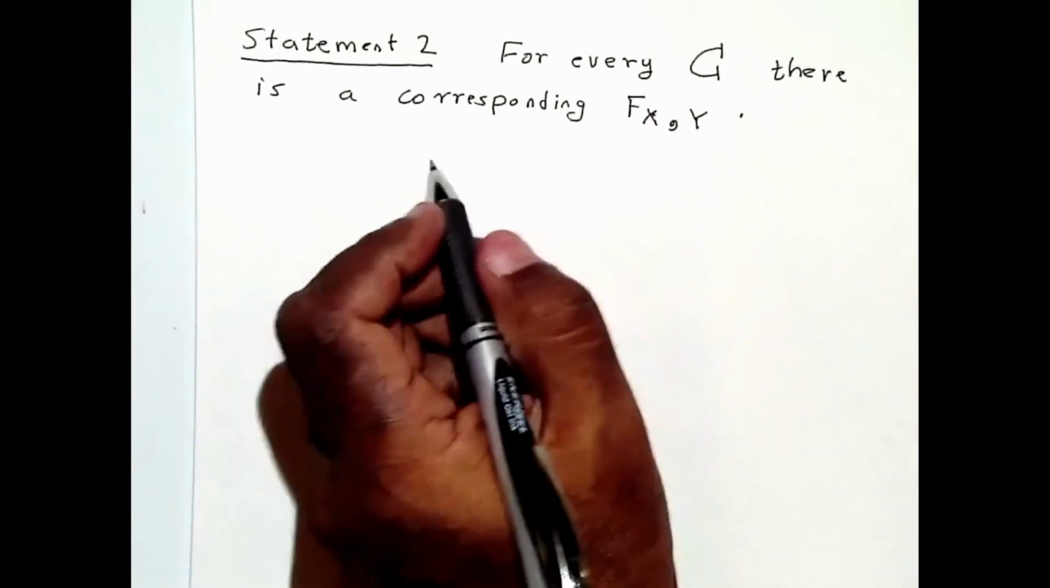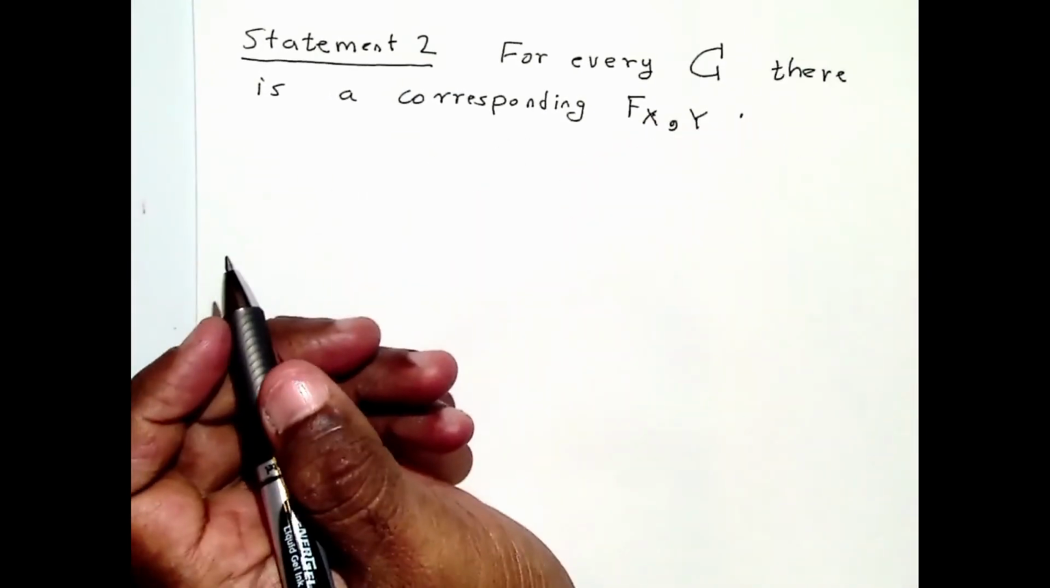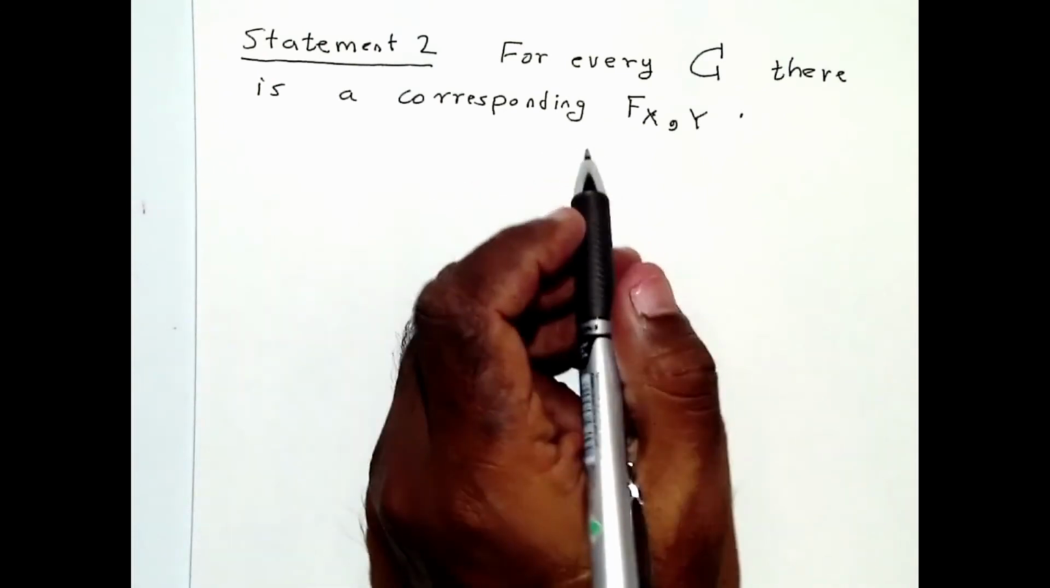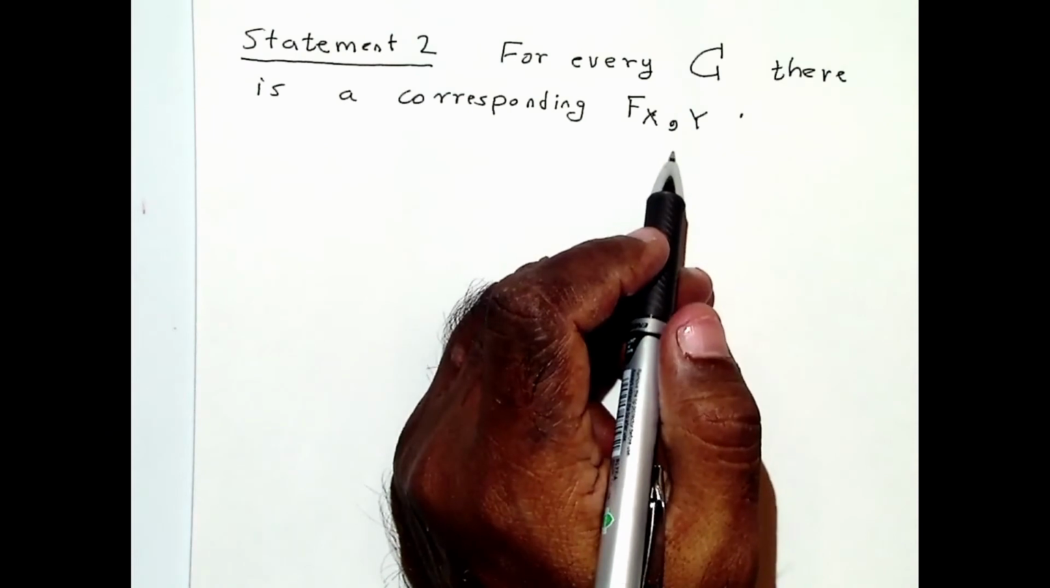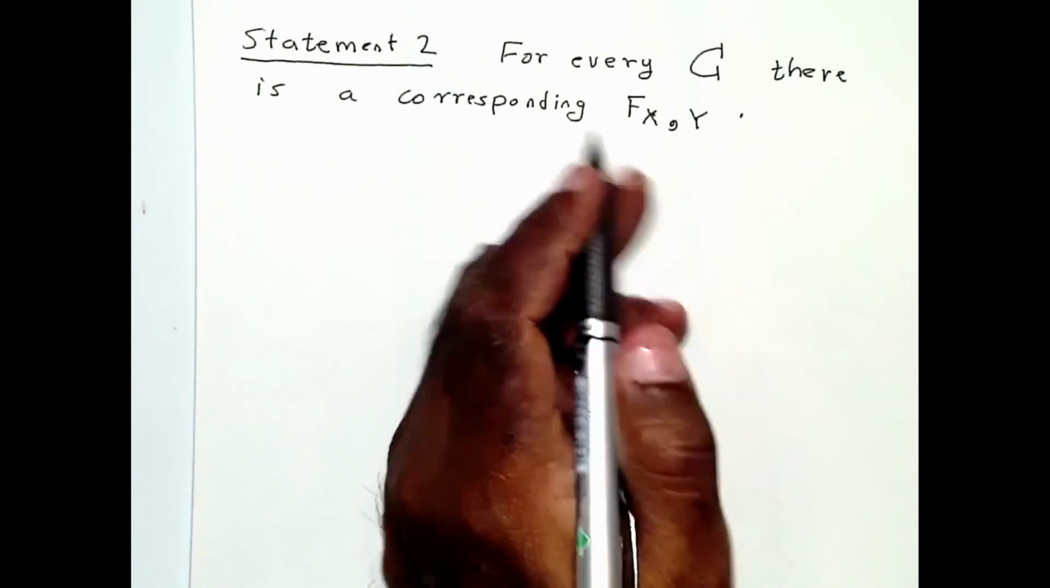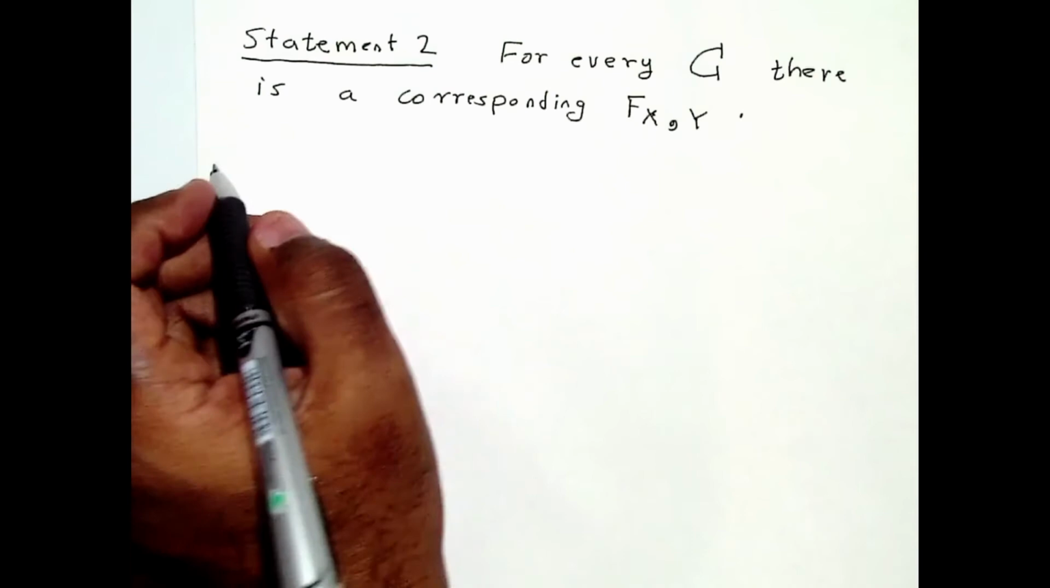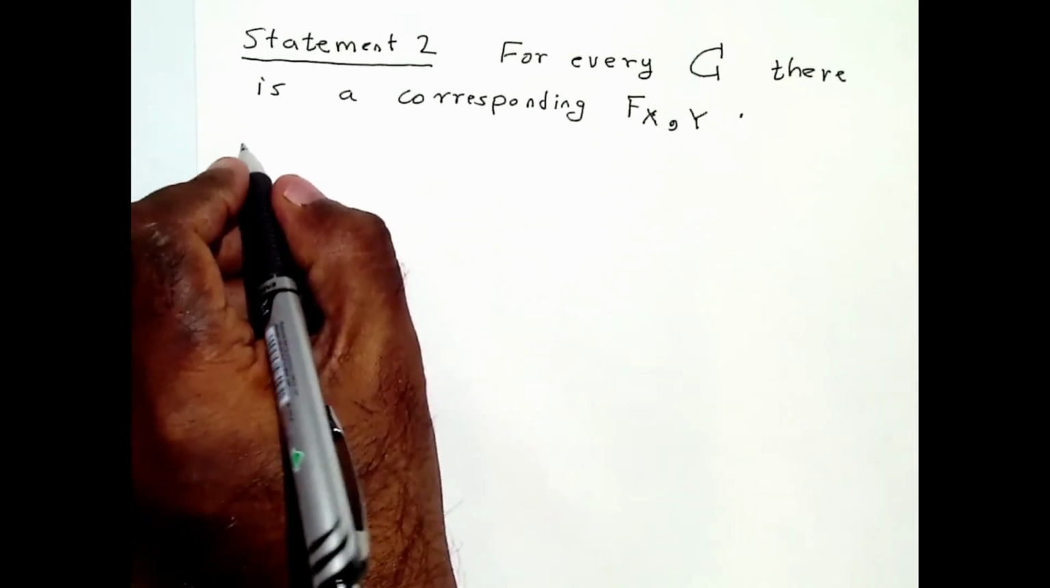This statement is the reverse of statement number 1. So this statement says for every copula C, there is a corresponding joint CDF of X and Y. Okay, so let me prove this as follows.